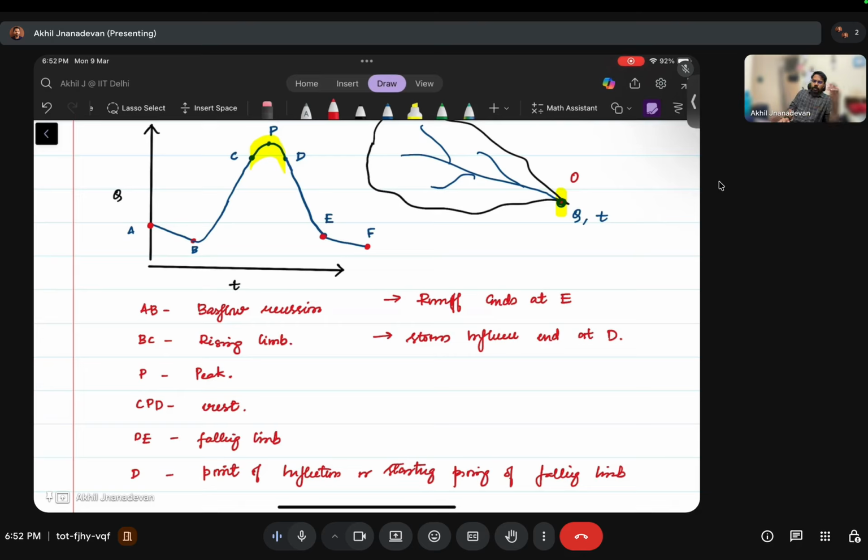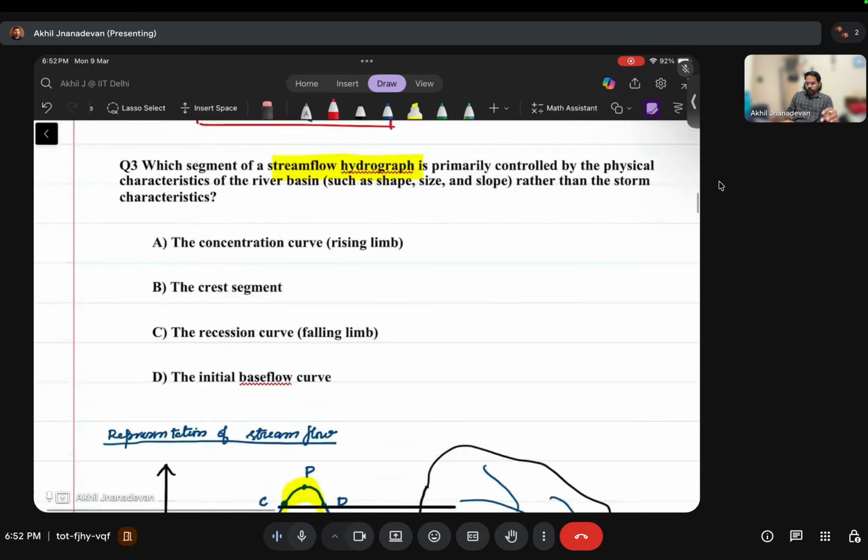That is why point D is called the point of inflection. From that point, the profile of the stream flow hydrograph is only governed by the catchment properties. Okay, now we can come back to the question.